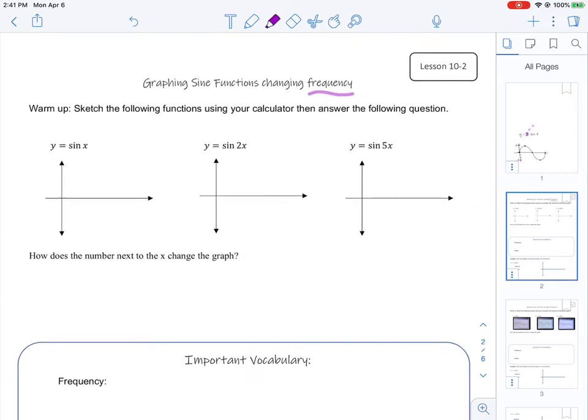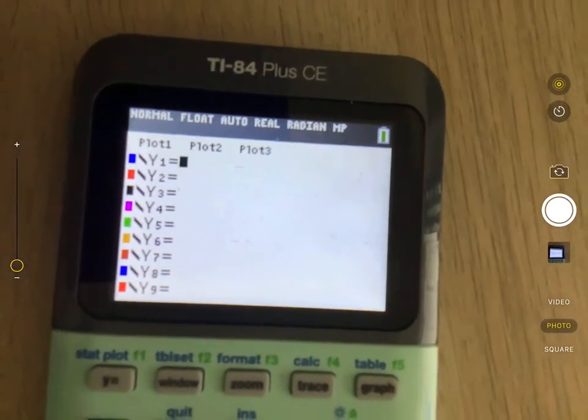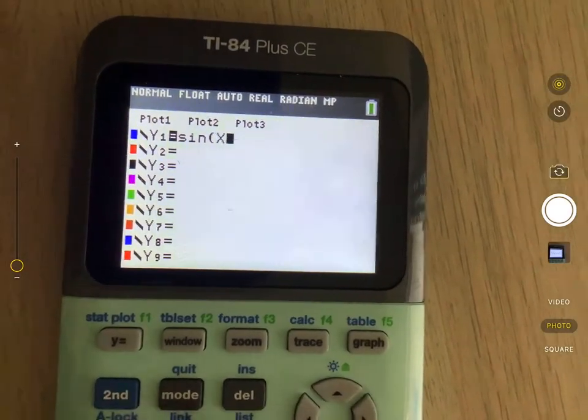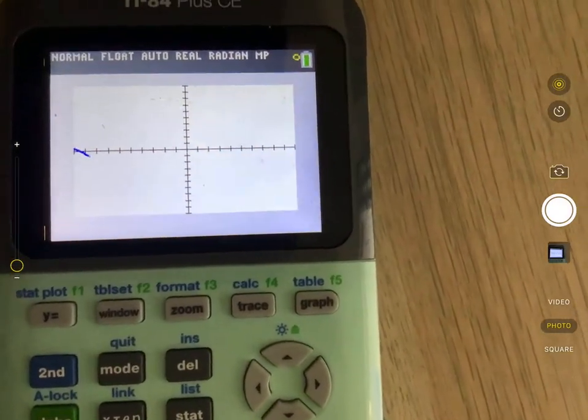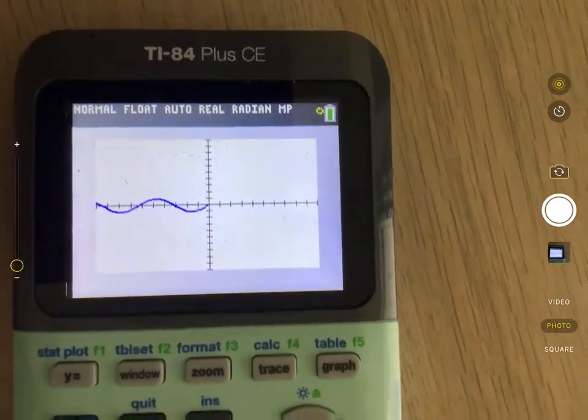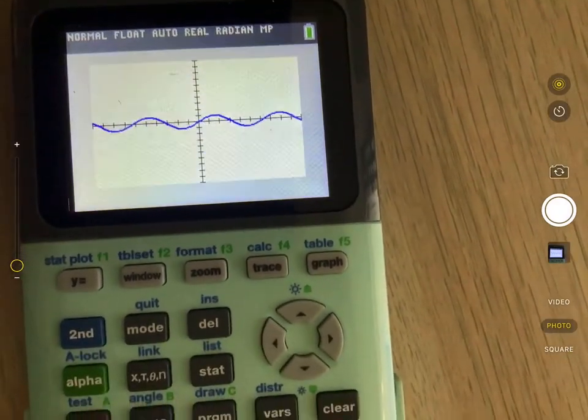So for warm up, I would like you to type in these 3 examples into your calculator, and I just want to help you guys set up your window for this. So I'm going to do the first one with you. On your y equals, if you typed in y equals sine of x, just like we did yesterday, and you have your zoom 6, your normal window, if you didn't change anything to your window, this is what our function looks like.